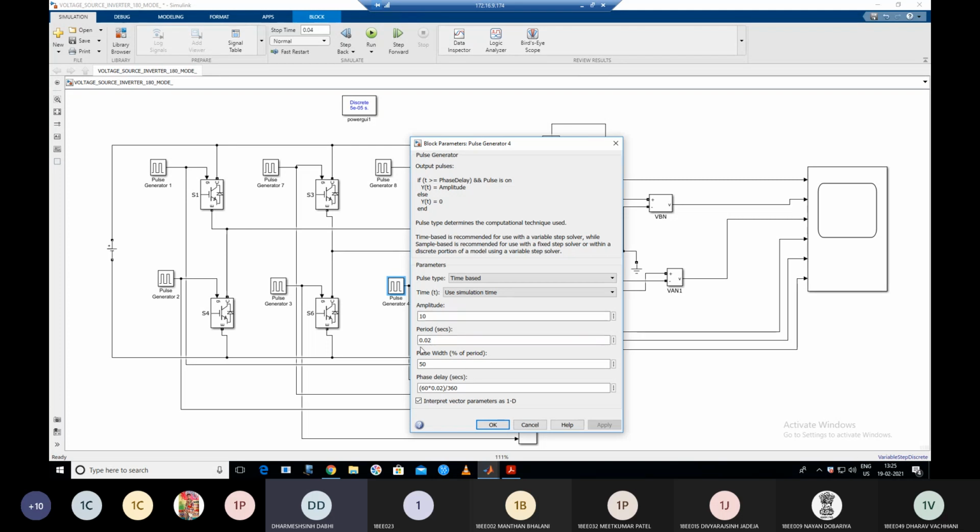Amplitude as it is, period is as it is, pulse width is as it is. Why? Because each switch is conducting for 180 degree. That is half of your total duration. Total period is 360 degree, time is 20 millisecond. Half of that period means 50% of the time your switch is conducting.